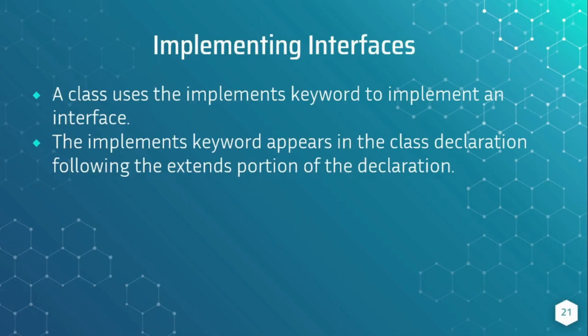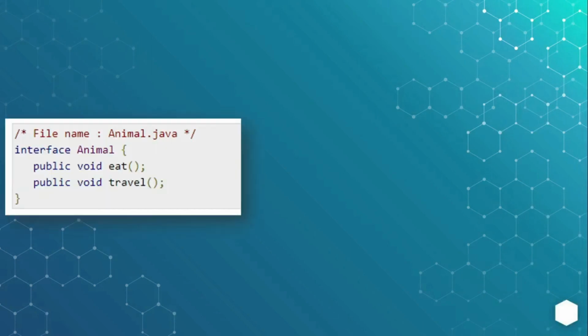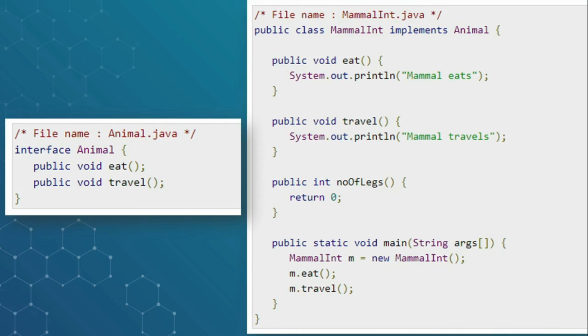Implementing the interfaces. A class uses the implements keyword to implement an interface. The implements keyword appears in the class declaration following the extends portion of the declaration. So in this example, the code will produce the result of mammal eats and mammal travels. So these are the different contents of our interface Animal.